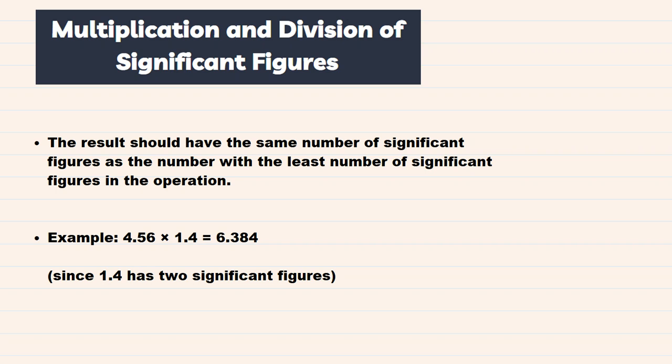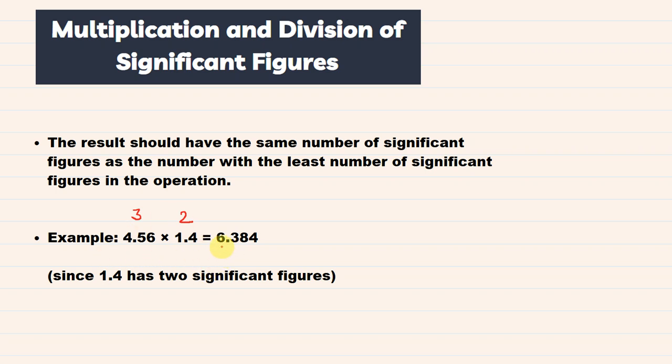Now, let's learn about multiplication and division of significant figures. Here, the rule says that the result should have the same number of significant figures as the number with the least number of significant figures in the operation. We have this example, 4.56 times 1.4. 4.56 has three significant figures and 1.4 has two significant figures. According to this rule, the answer should have only two significant figures.